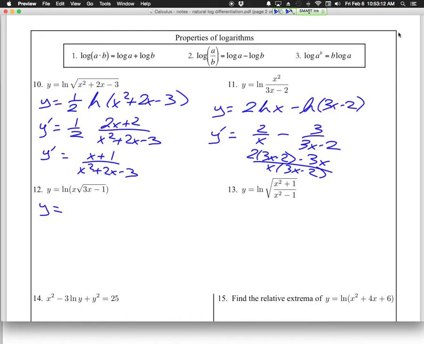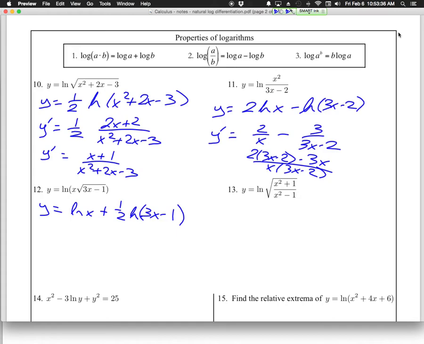Take them to addition. I need to separate it by addition because what's going on first? The x times this. There's multiplication. So the natural log of x. On the second one, I can bring the 1/2 out, because the 1/2 only goes to the 3x minus 1. So I can do the natural log of x plus 1/2 natural log of 3x minus 1.